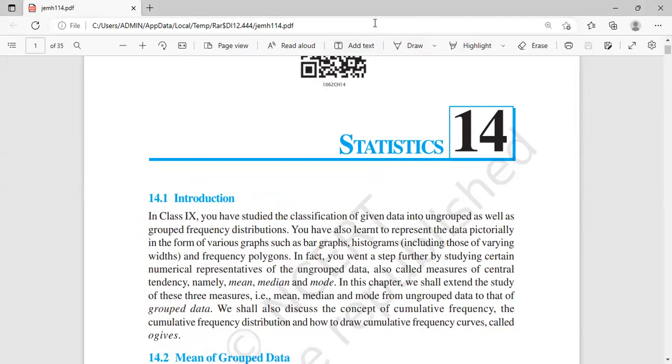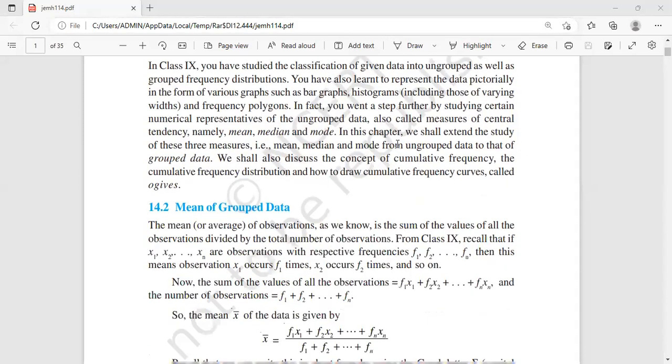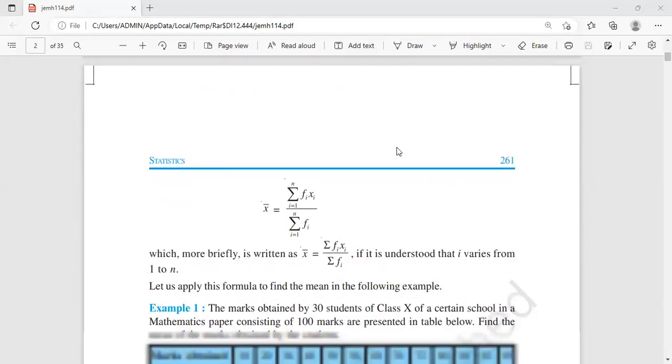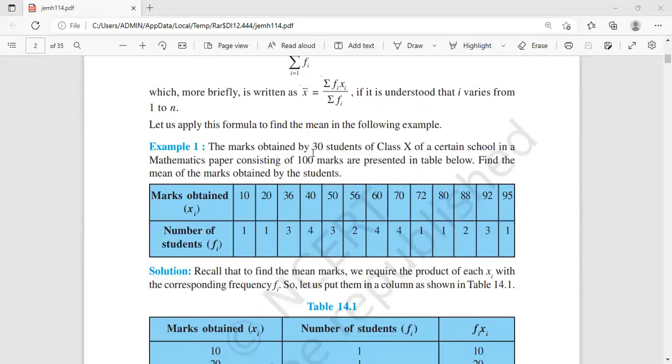But in 9th class we studied statistics to find the mean, median, and mode of ungrouped data. In class 10th, we will learn how to find the mean, mode, and median of grouped data. So we'll start with a few questions.